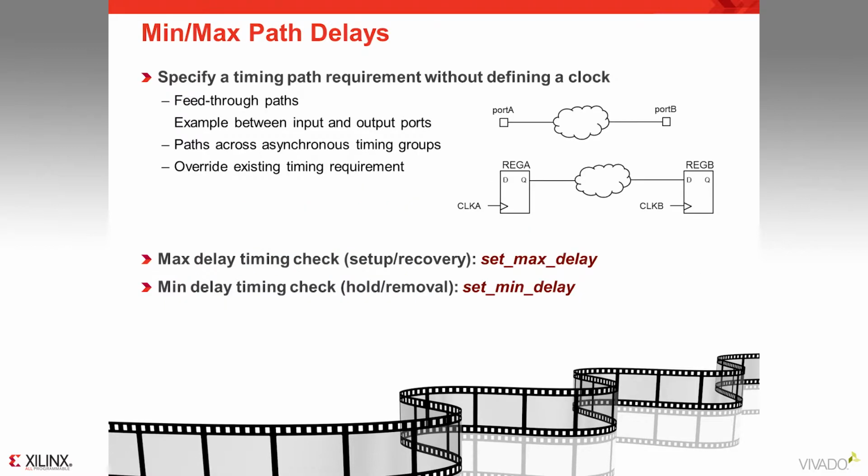The set max delay and set min delay constraints are used to specify timing requirements on a path without defining a clock. Examples of these paths are feed-through or TPD paths. Feed-through paths are paths in the design that feed from an input port through a combinatorial block to an output port. There are no sequential elements in the path, so there are no clocks involved. When there are no clocks involved, Xilinx recommends creating a virtual clock to constrain such paths. Please refer to the XDC language template if you need help with this.